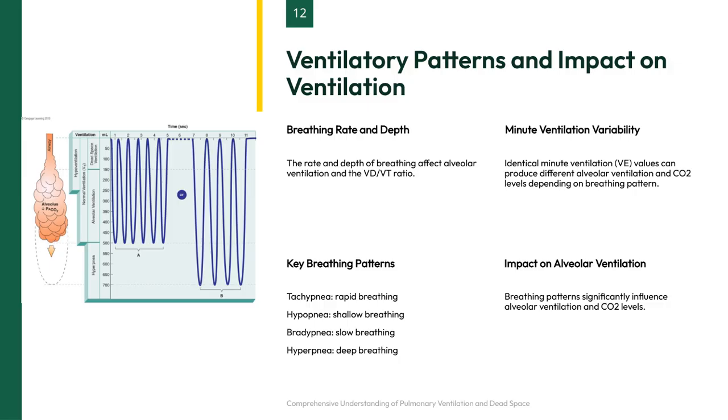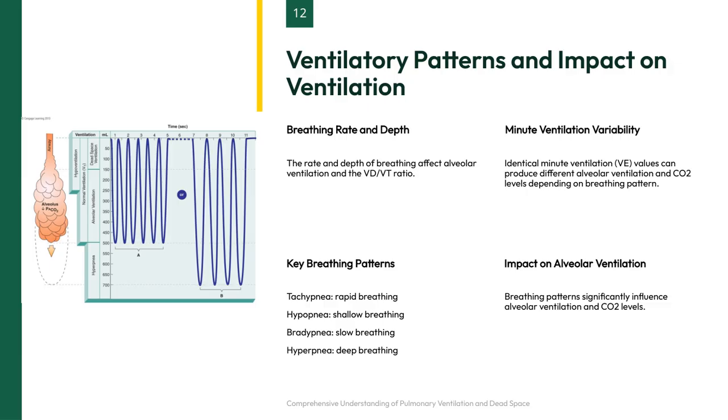For example, tachypnea, which is rapid breathing, might seem like a good way to increase ventilation, but if the breaths are shallow, what we call hypopnea, it may not effectively clear CO2. Conversely, slow breathing or bradypnea might reduce CO2 removal, affecting blood gas levels. Deep breathing or hyperpnea can enhance alveolar ventilation, improving gas exchange efficiency. It's important to understand that the same minute ventilation, or VE, can produce different alveolar ventilation rates and CO2 levels depending on the breathing pattern. This highlights how vital the pattern itself is, not just the total amount of air moved.